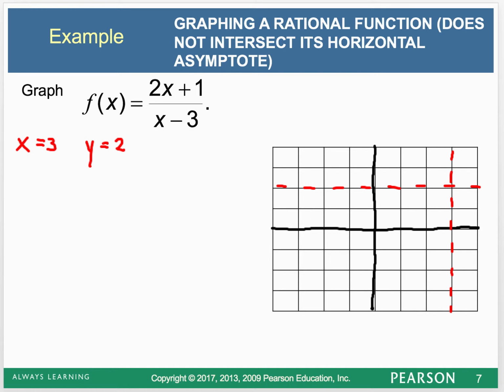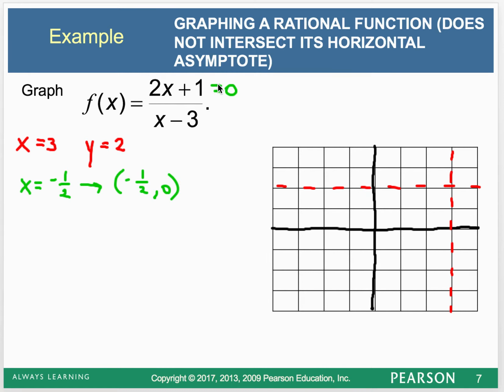Okay, the points that we definitely want are intercepts. So x-intercepts is when y equals 0. For a fraction to equal 0, it's when the numerator equals 0. Right? So what would make this numerator equal 0 is if x equaled negative 1/2. Now this is a point. This is an intercept. So it's the point negative 1/2, 0.